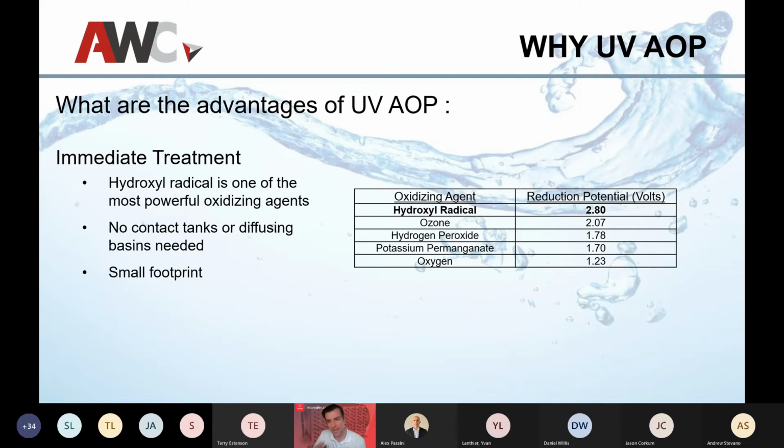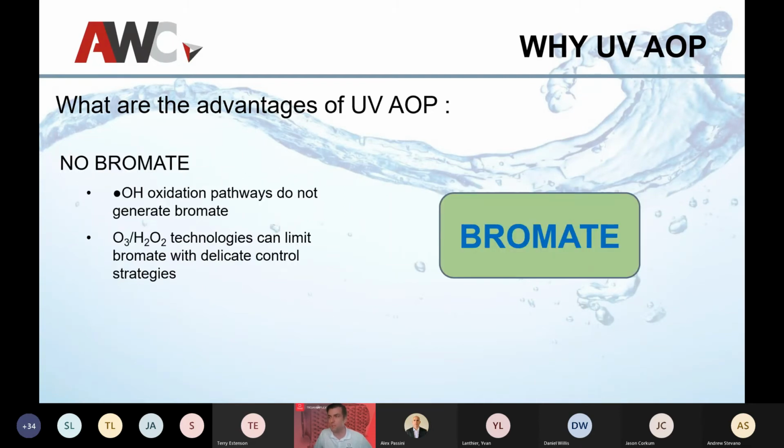And one major advantage of UV AOP over other oxidation technologies, let's say ozone, is how fast it works. Hydroxyl radicals are one of the most powerful oxidizing agents that is commercially used for this purpose. So treatment is happening instantaneously within a UV chamber. There's no need for extended contact time, contact basins, diffusing basins, or anything like that. This provides a very small footprint for contaminant treatment over other oxidation type technologies.